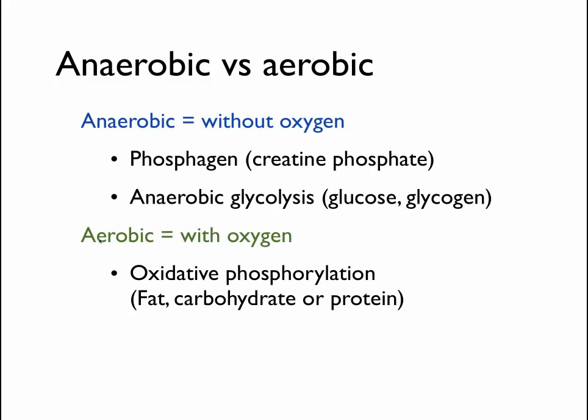Finally, we're going to talk about aerobic mechanisms where oxygen is required. Specifically, this is called oxidative phosphorylation. And this is the only mechanism by which fat and protein can be used to make ATP. So all three macronutrients, fat, carbohydrate, or protein, can be used to make ATP with oxidative phosphorylation. With anaerobic methods, you can only use creatine phosphate or your carbohydrate sources.